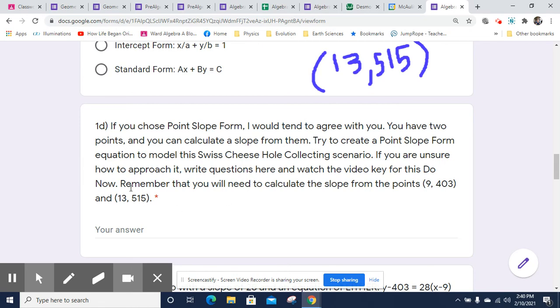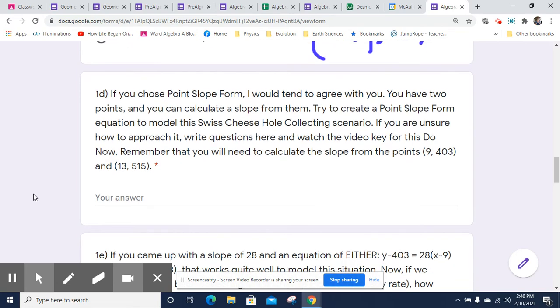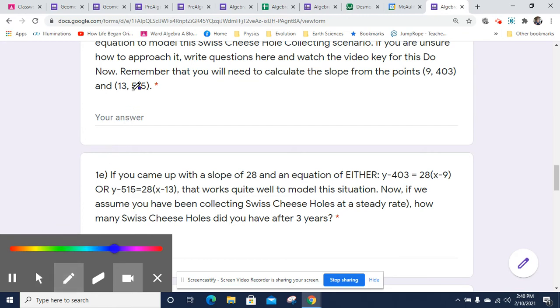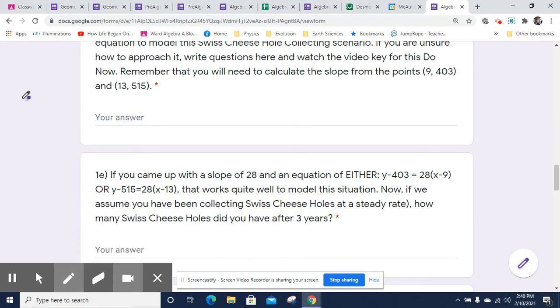So try to create a point slope form equation. Let's work that out. So we have these points. To get the slope, we take the two y values and get their difference. So 515 minus 4.